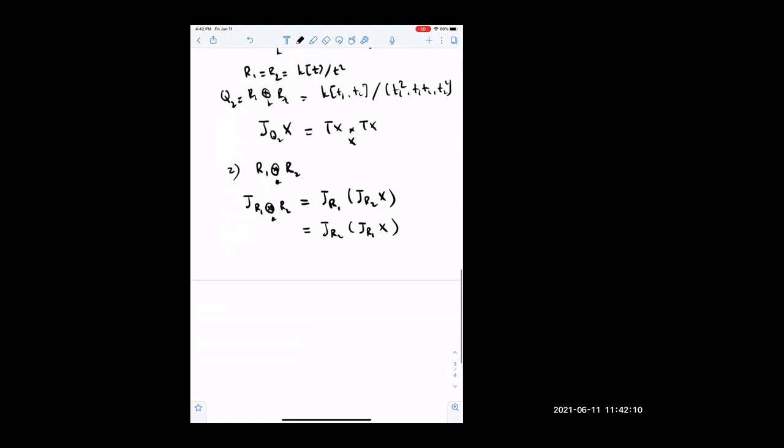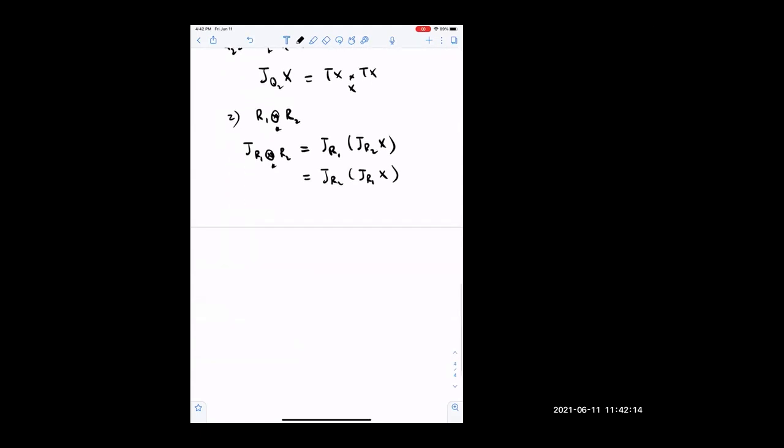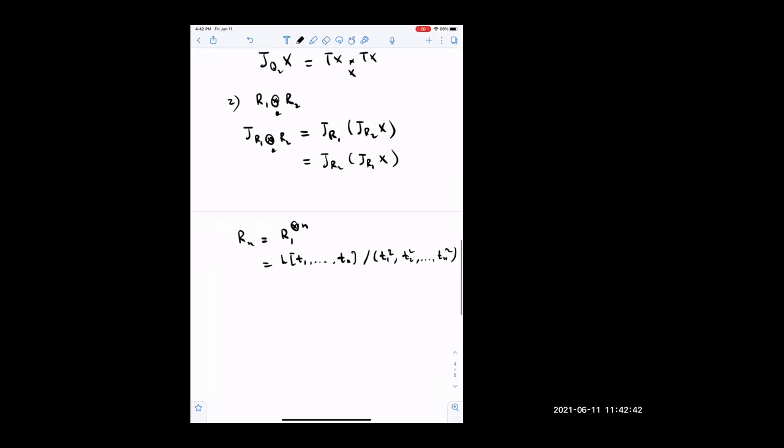Somehow I find the most interesting object in this story is this ring Rn, which is R1 tensor up to n primes. So what you get is K[T1, T2, ..., Tn] divided not by the square of the maximal ideal, but only by T1 squared, T2 squared, ..., Tn squared. So this is a ring of dimension 2 to the n. And then when you look at J of Rn of X, it is the tangent of X, n times.